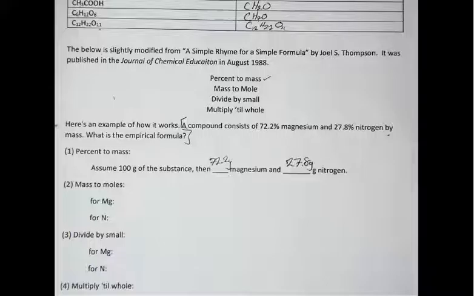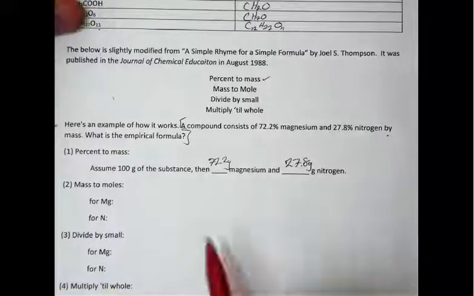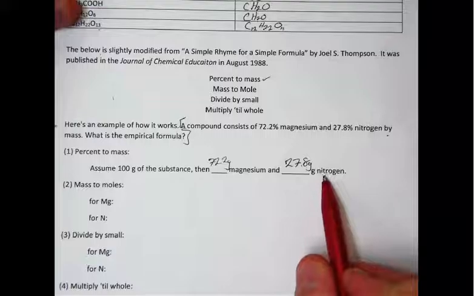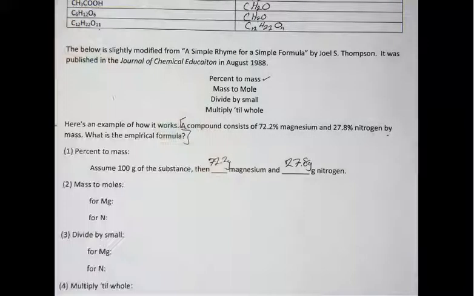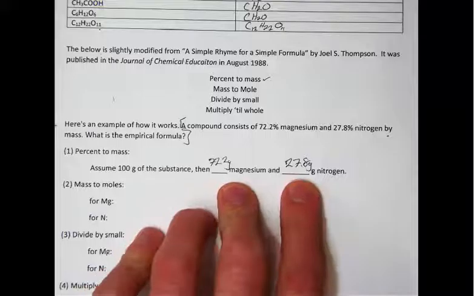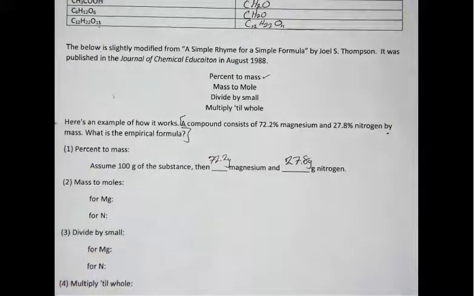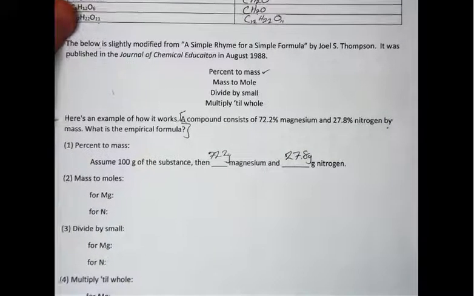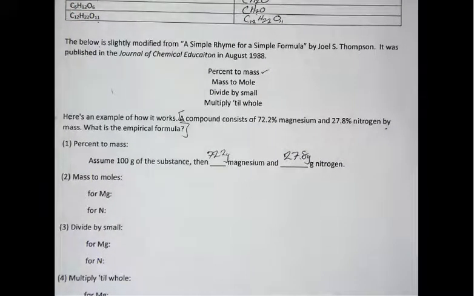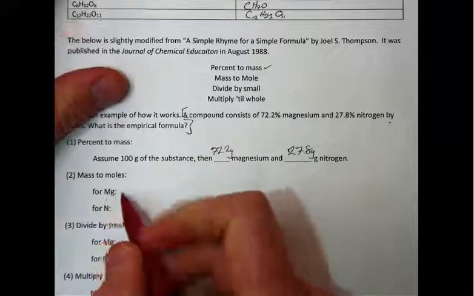Now, the second stanza, mass to mole. Since we cannot compare grams of magnesium to grams of nitrogen, we need to convert these to a quantity that we can actually compare. This is like comparing apples and oranges, and in fact, this is comparing magnesium to nitrogen atoms. So we need to convert these to a quantity that we can compare them with, and in fact, the mole is that quantity. It's designed for that purpose. So we need to convert from mass to moles.